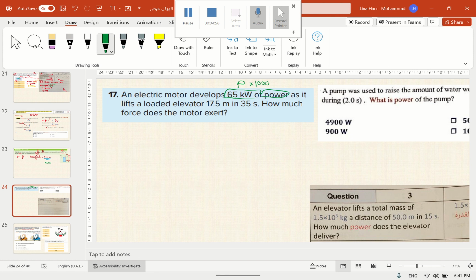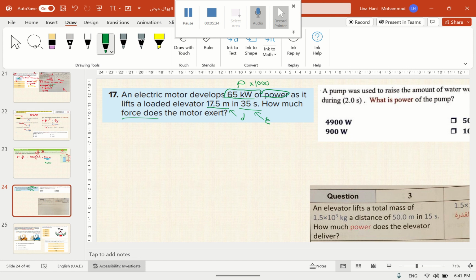But if I want to turn from unit to kilo unit, I need to divide by 1000. But if I want to turn from kilo unit to unit, I need to multiply by 1000. So here we need to multiply by 1000 to turn it into watts. As it lifts a loaded elevator 17.5 meters, so this is the distance, in 35 seconds, so this is the time t. How much force does the motor exert?